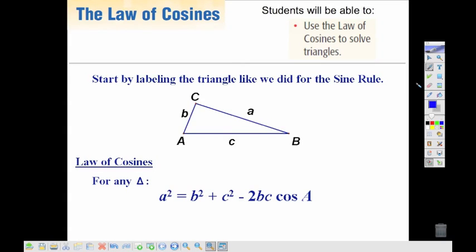This lesson is about the law of cosines. It's a little bit more complicated than the law of sines, so we only want to use this one if we have to. This is our equation that we're going to use down here. Notice that that's a lot to memorize.